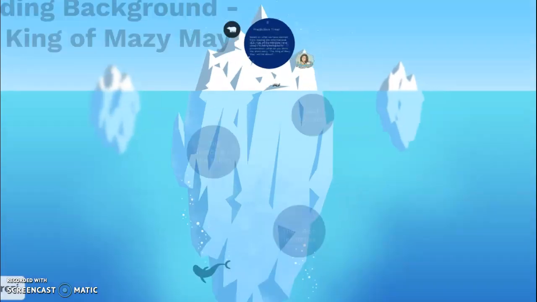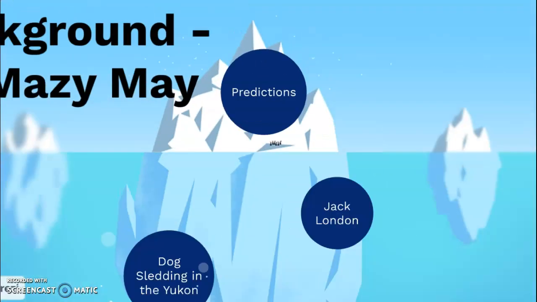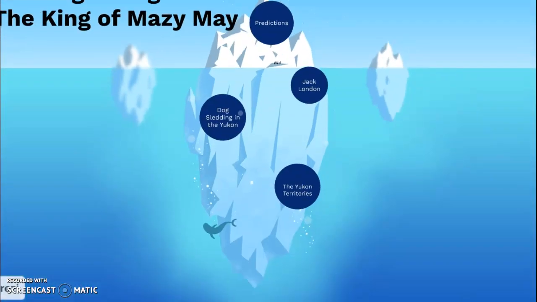Last but never least is predictions. Okay, this is your last subsection, subsection 4, prediction. Based on what we've learned from reading the informational text, The Call of the Klondike, and building background for today, what do you think the short story, The King of Maisie May, will be about? Okay, write your prediction down in your notes. Then, on the left-hand side, write a question that you have about The King of Maisie May. Okay? Make sure you have a summary that is 3 to 5 sentences, and you are selecting key words.